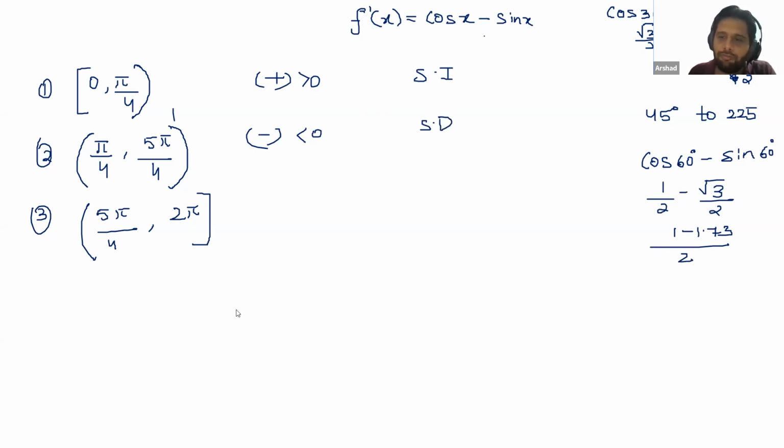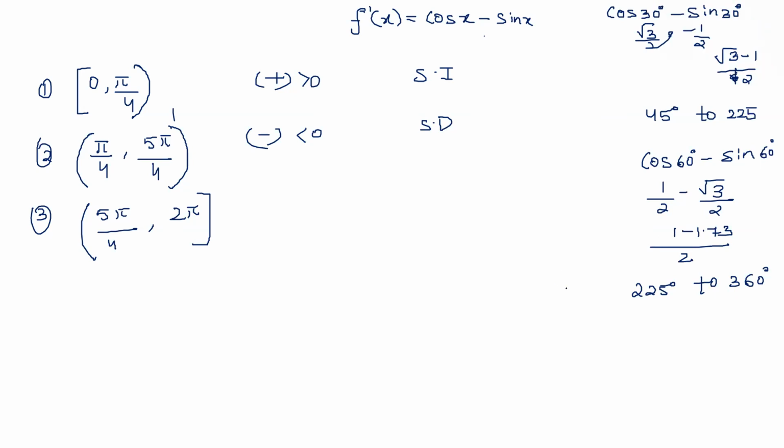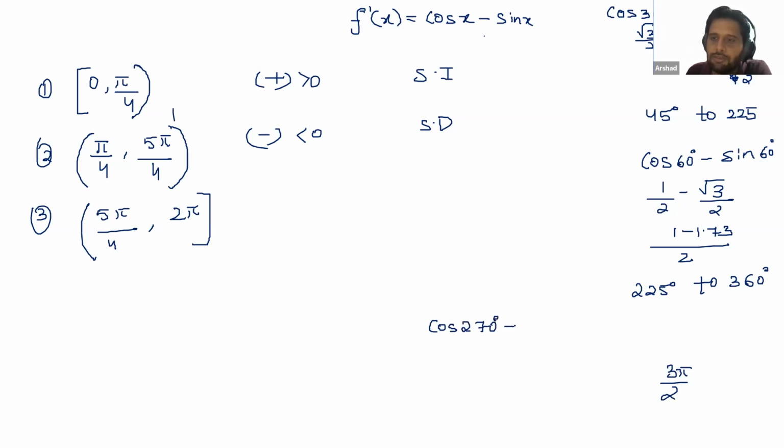Next is 5 pi by 4 to 2 pi, which means 225 to 360. Which angle between 225 and 360 can we take? 300, but we don't remember the value. Is it fine if we take 270? 270 means 3 pi by 2, and we know this value. So write like this: cos 270 minus sin 270. Cos 270 is 0. Minus sin 270 is minus of minus 1, so you get 1.